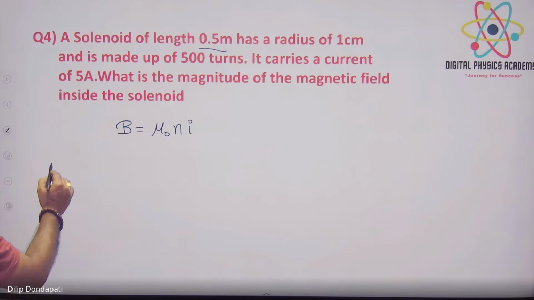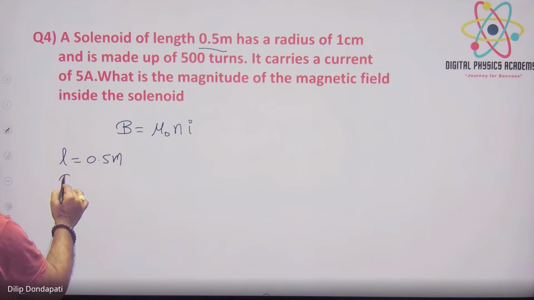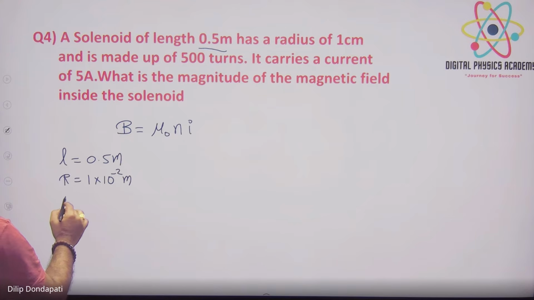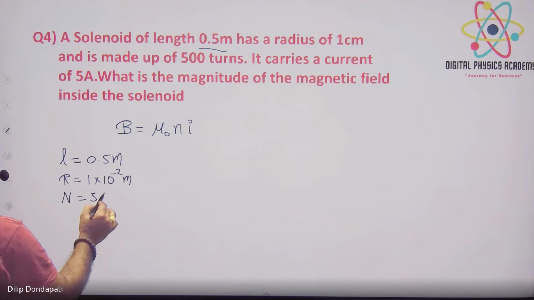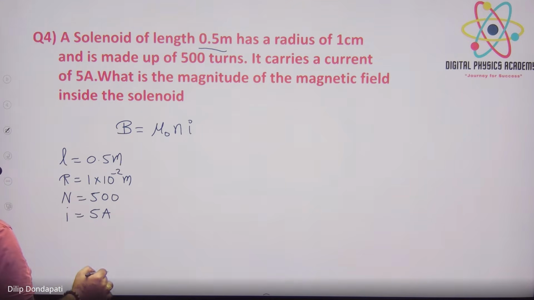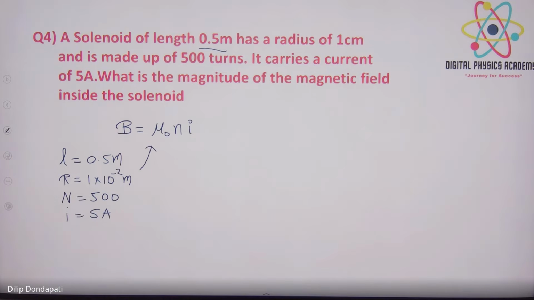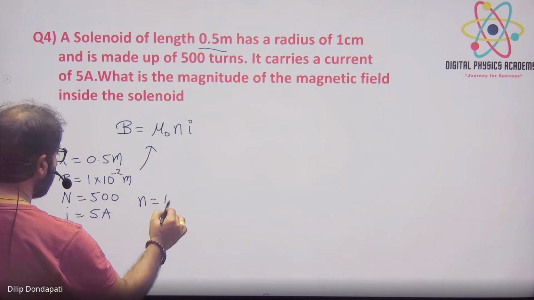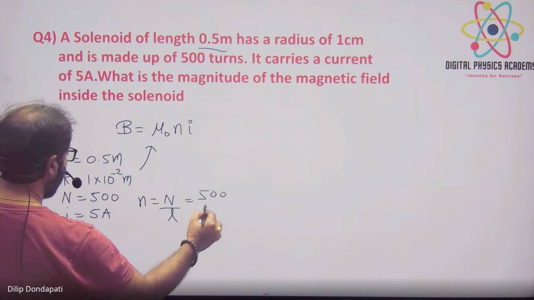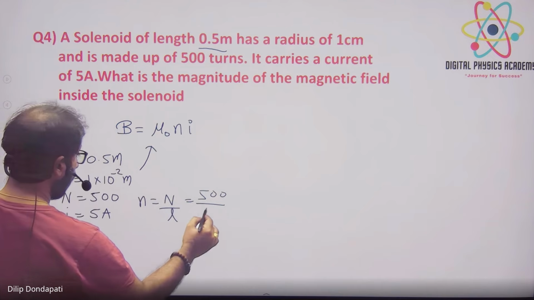Here, what other things are given? L is 0.5 meters. Radius is 1 into 10 power minus 2 meters. Number of turns is 500. It carries a current I equal to 5 ampere. What is the magnitude of magnetic field inside the solenoid? Magnetic field B value. And small n will be the number of turns per unit length. Unit length is 0.5.